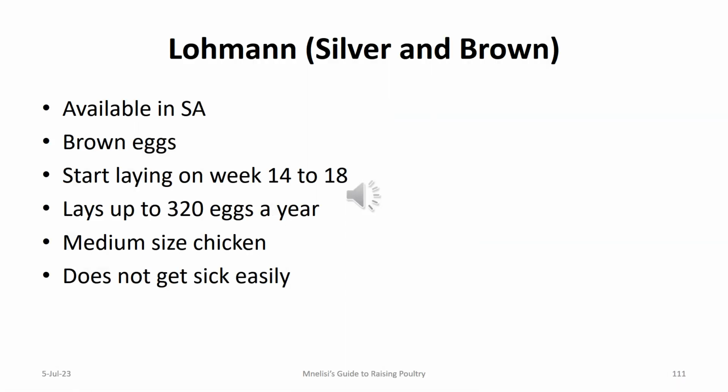Lohmann, silver and brown. This chicken is available in South Africa. You can expect around 320 medium brown eggs a year. They will start laying between 14 to 18 weeks. They don't get sick easily.